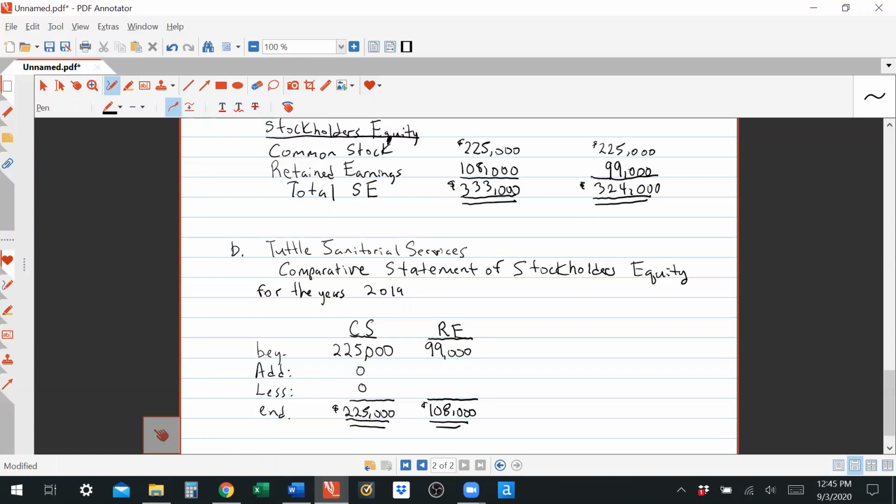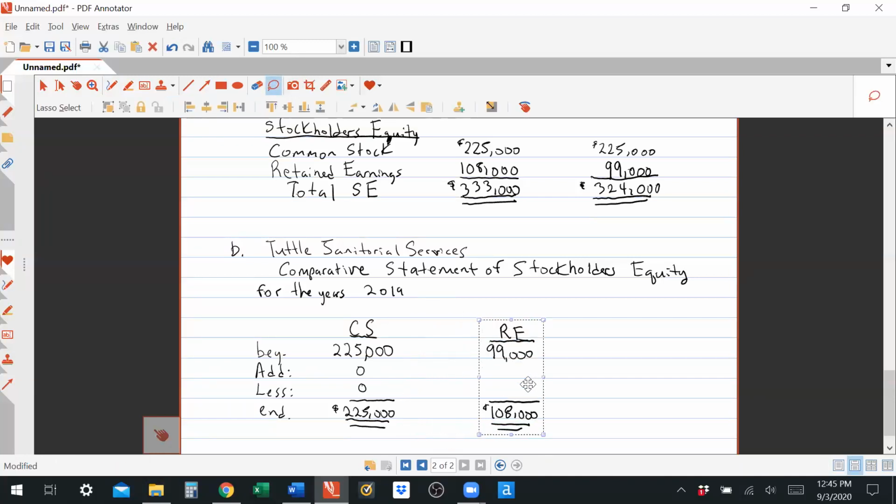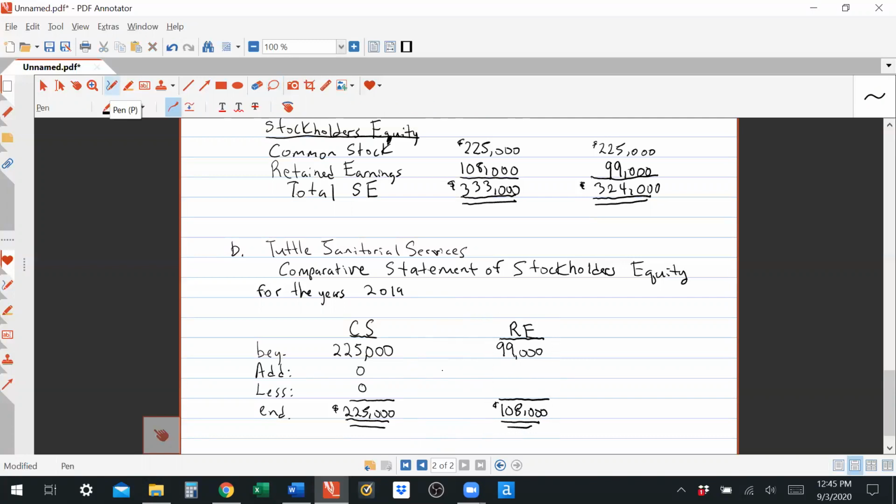What's the retained earnings equation? Beginning retained earnings plus, so what do we add? Net income. Net income this year, I'm going to move this over here so I can have some room to write the word net income. Net income, well, we're going to solve for that. That's X. And then we subtract dividends.